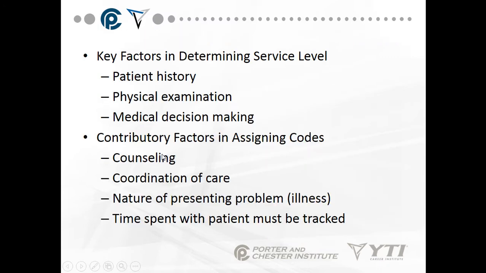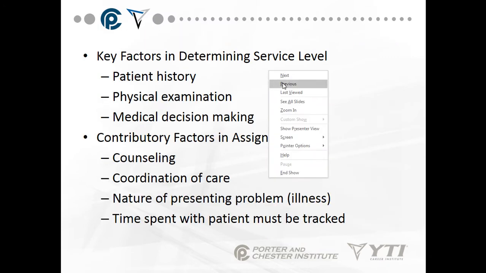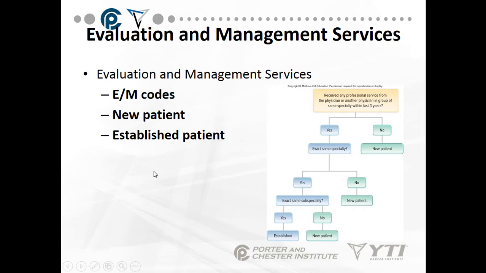The first part of the CPT book is the evaluation and management services, and these are called EM codes. Some of them are divided into new patient or established patient codes. And again, this part of the CPT manual answers the question, where did I go? All right, did you go to the doctor's office? Are you a new patient? Or are you an established patient? The office visits do look at new patient and established patient codes. There's different codes for each one, different sets.